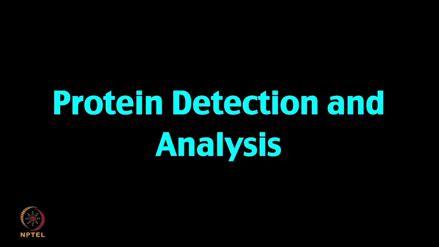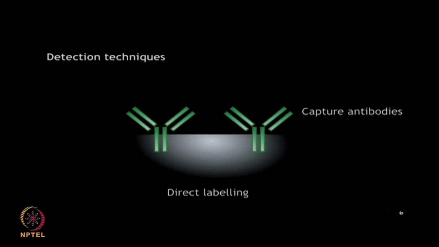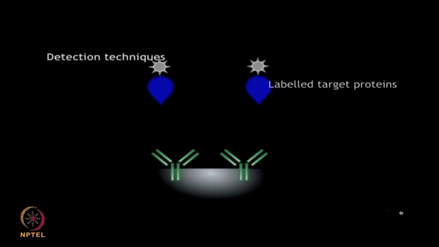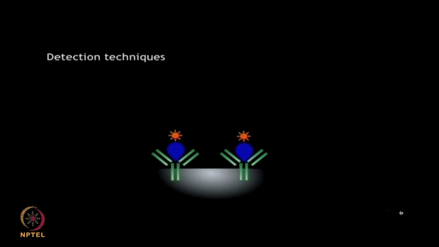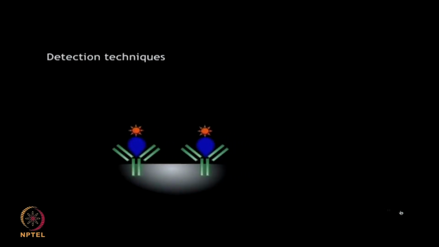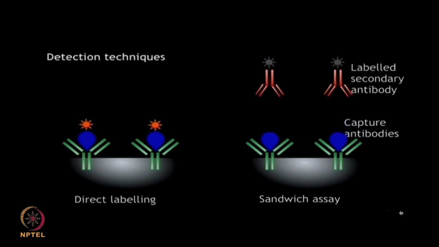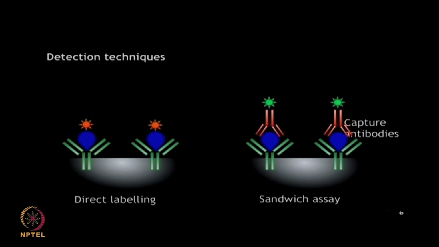Protein detection and analysis. In direct labeling detection techniques, all the target proteins are labeled with a fluorescent or radioactive tag that facilitates easy detection upon binding to the immobilized capture antibody on the array surface. In the sandwich assay, a fluorescently tagged secondary antibody that recognizes a different epitope on the target antigen binds to it and is detected by means of fluorescence.